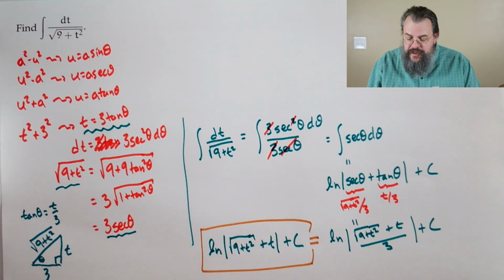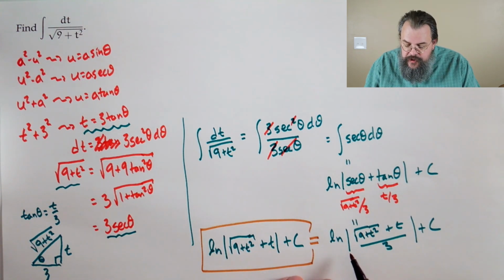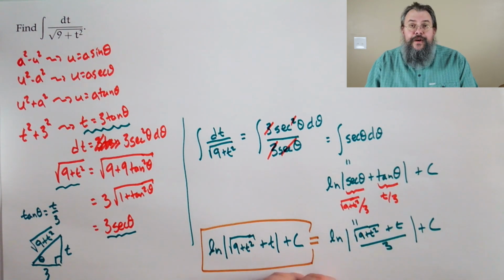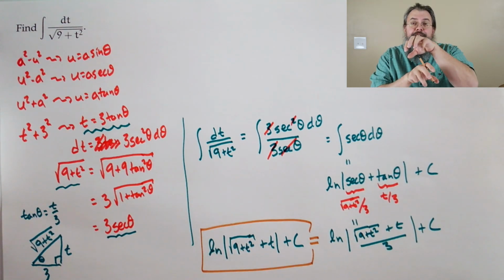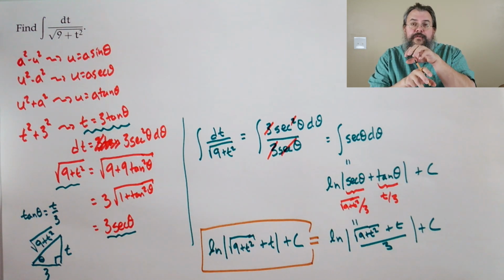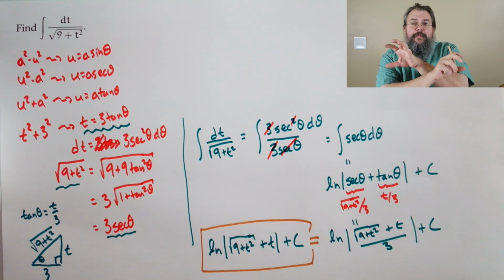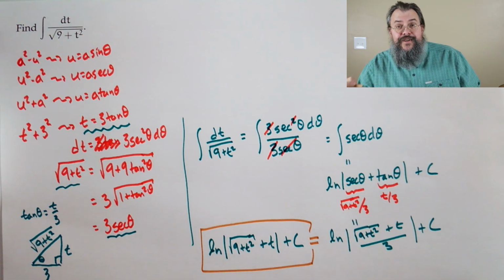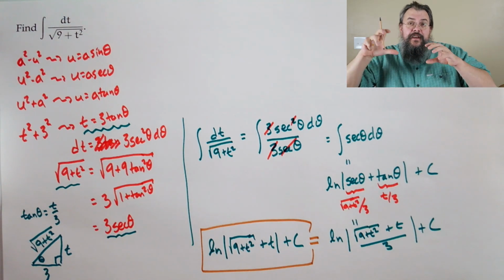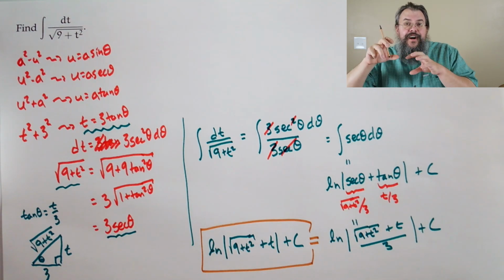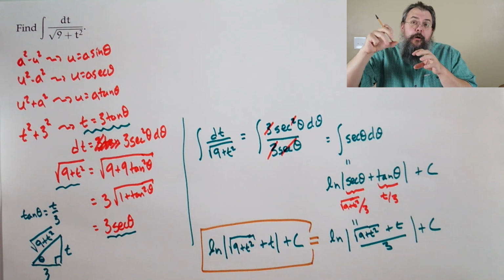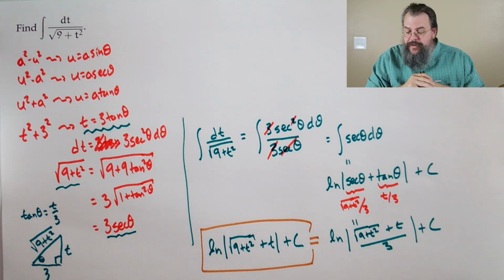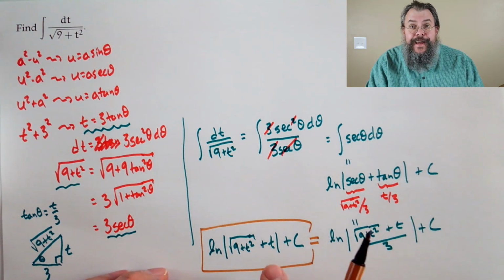Remember, C is just a constant. And here, because you have a natural log of the square root of 9 plus t squared plus t over 3, when you have a division, the natural log of a division becomes the natural log of the top minus the natural log of the bottom. So it can become the natural log of the top minus the natural log of 3 plus c. But natural log of 3 is just a constant. C is a constant too, and it absorbs that natural log of 3. That's why both of these are valid answers.